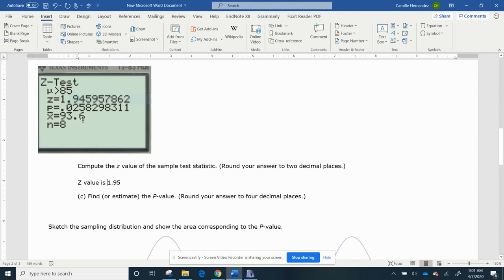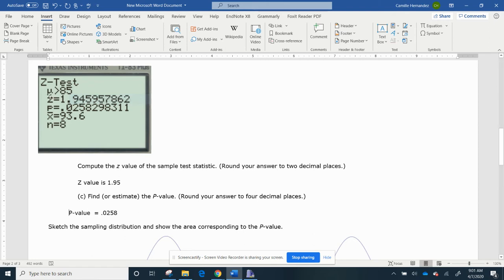Okay, and it wants 4 decimal places. So I get P equals 0.0258. Okay, so that's my P value. And when I teach this face-to-face, I always am very exact and call it the P value because we use proportions and people can get confused. All right, so there it is.